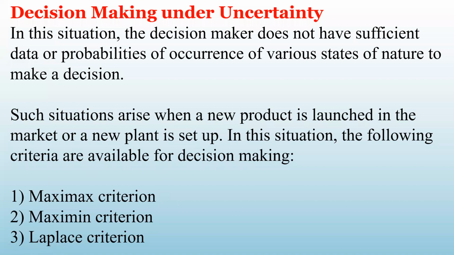If you remember, in the last lecture we solved problems where we found the best course of action by using these criteria. I will not repeat the problem, but I am going to explain these criterions once again. What is the Maximax criterion? As I am telling you, in this type of situation, decision making under uncertainty, the decision maker does not have any previous record, so he will use his own instinct.